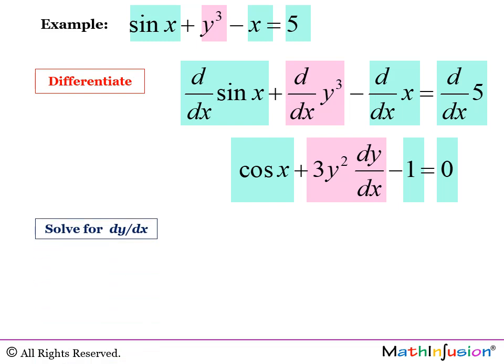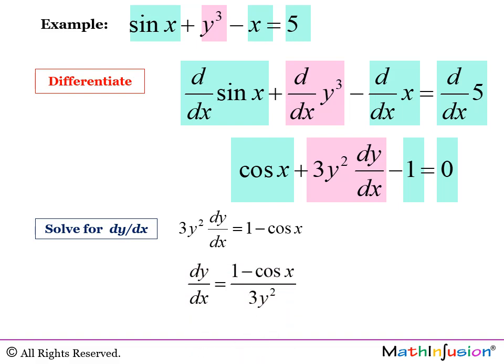So now we have to solve for dy/dx. This is algebra. First we have 3y to the power of 2 times dy/dx equals 1 minus cosine x. Now we divide everything by 3y to the power of 2 and we get the answer.